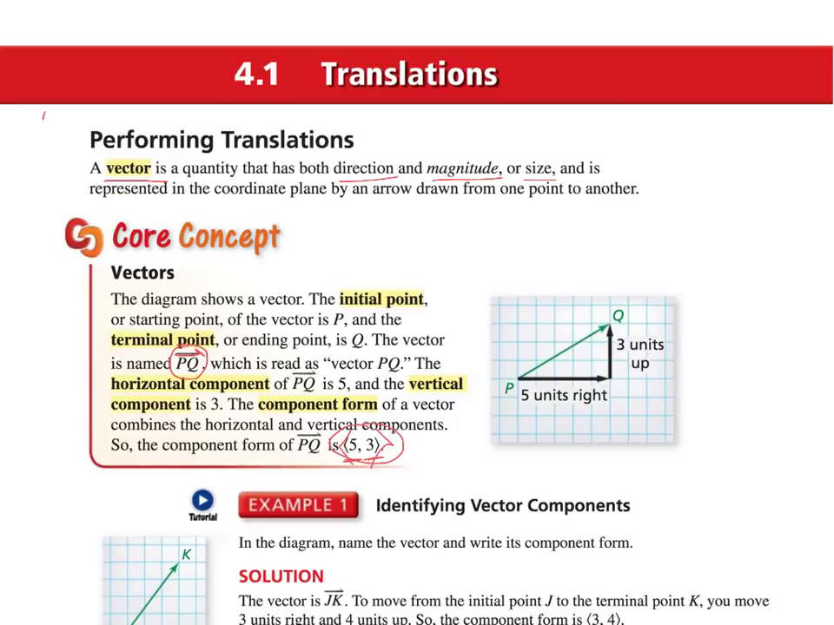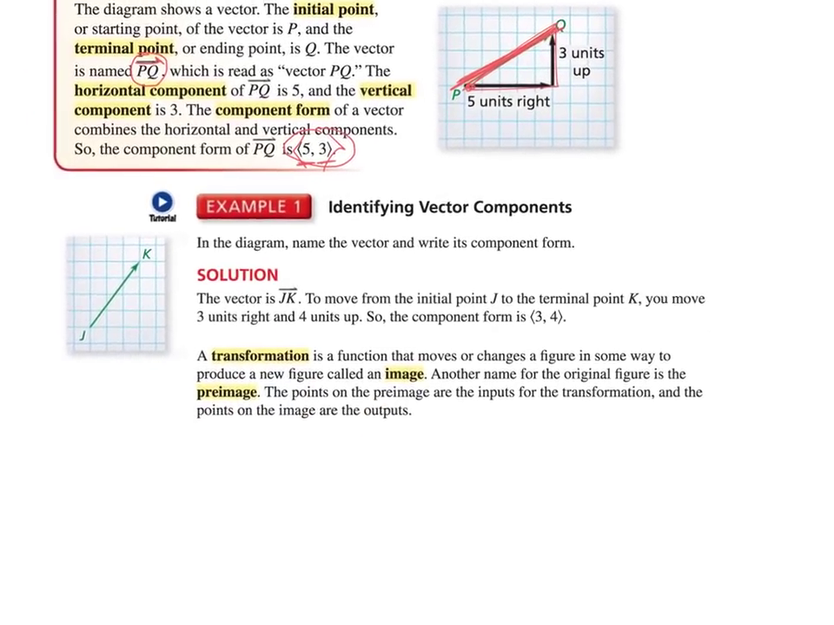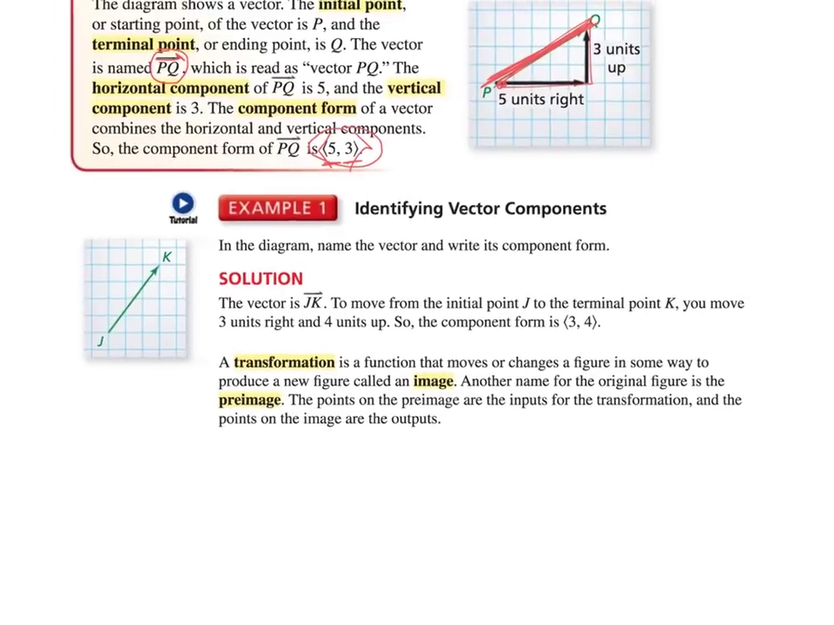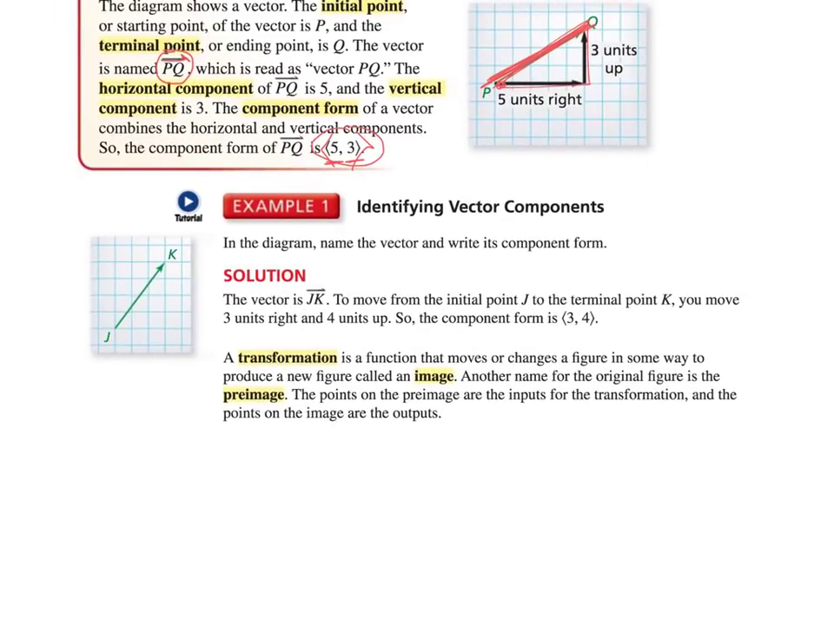So if we're starting from here, we're going 5 units right, and we're going 3 units up. And then there's my vector right here, the solid red. So let's do one example here. And you could read all this in your book if you like, but I'm just clarifying everything here.